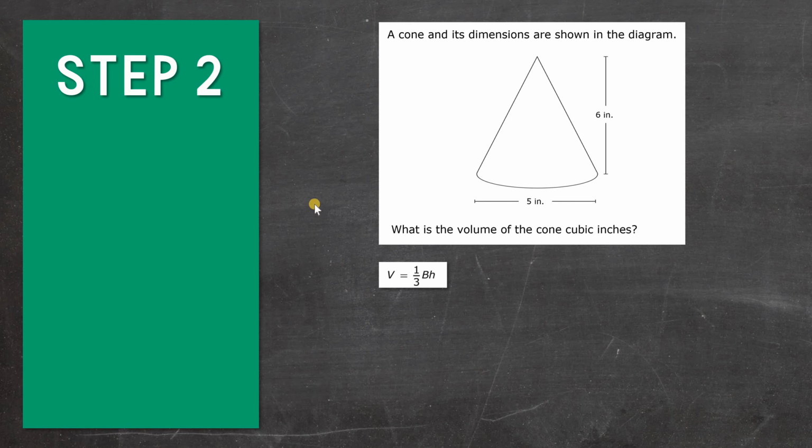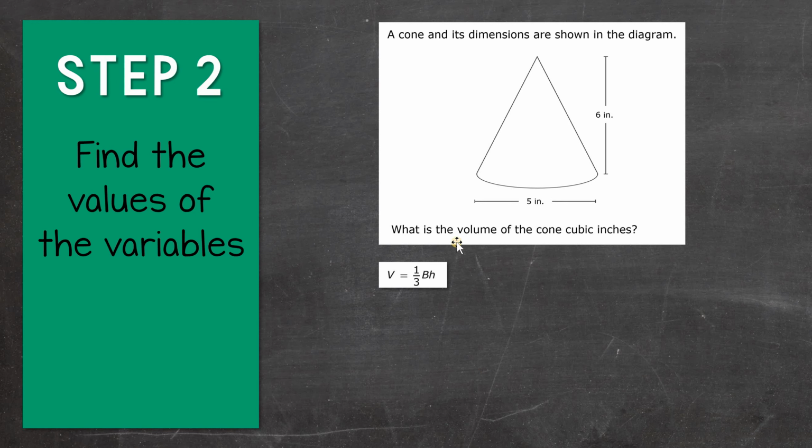Alright, step 2. We need to find the values of these variables. So what variables do we have to find? We have to find b and we have to find h. Okay, so just like before, what does b represent? B is the area of the base. So you should go ahead and try to find this on your own.